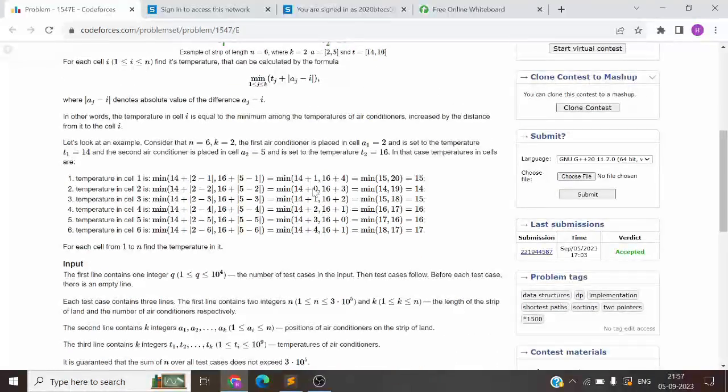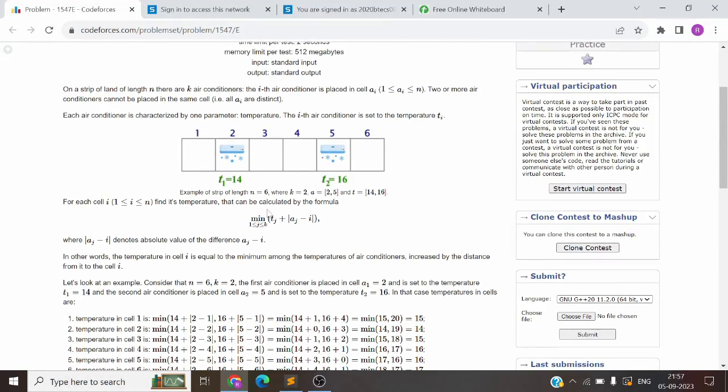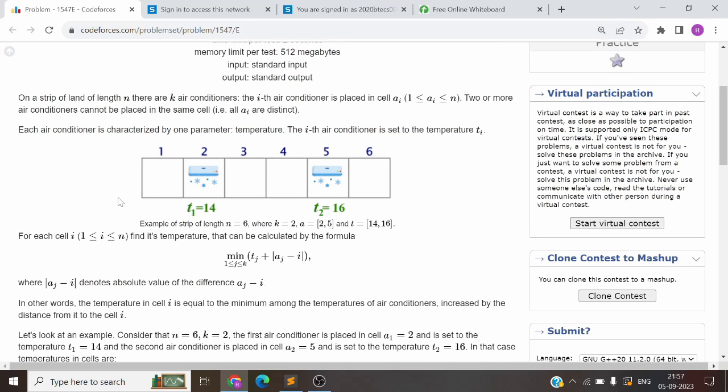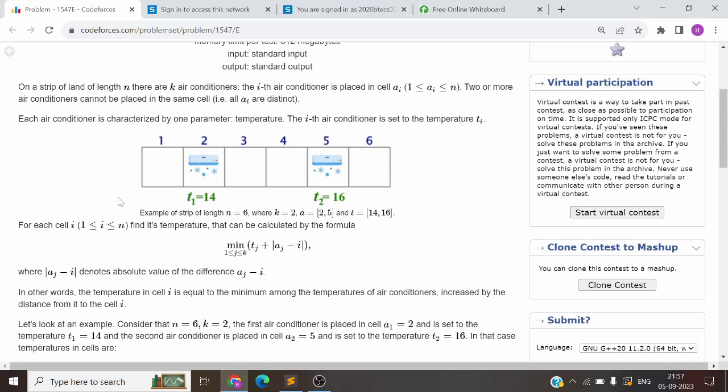This is again a 1500 level problem. Just read out the problem for a while. I will zoom in a little bit so you can see the problem. Just take some time and read it. The problem link is again given in the description, so you can go and check it out. Once you have read the problem, let's start.